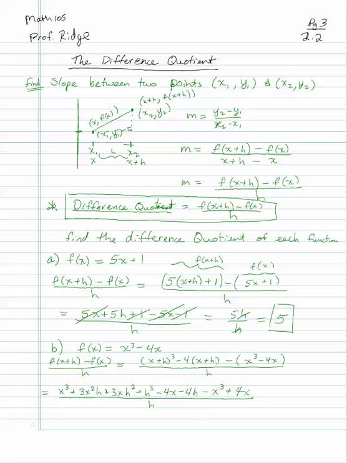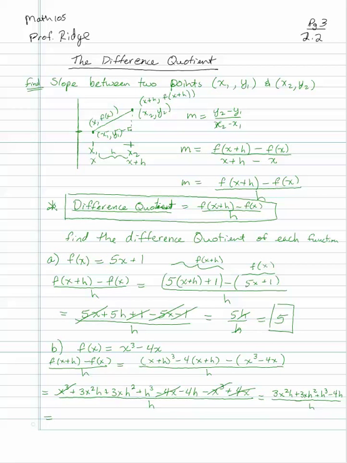And again, remember, we're going to be able to cancel out the x cubed and the minus 4x. And then let's see, anything else cancel? Nope. So let's combine like terms. So we get 3x squared h plus 3xh squared plus h cubed minus 4h all over h.